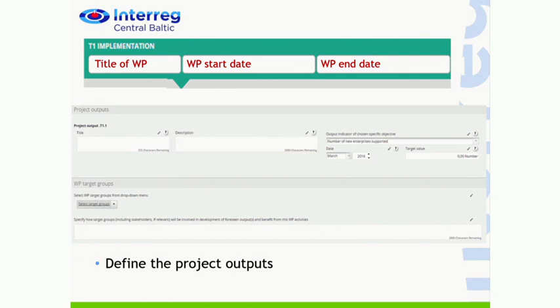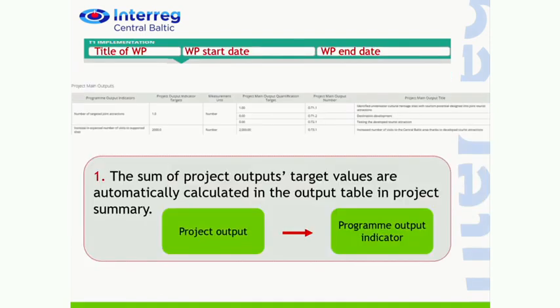And then you will have a title of the output and a description also for the output of the work package. And when you are defining these outputs on work package level, the system actually calculates your total input. So you will have a table looking like this on the very first page of the application.